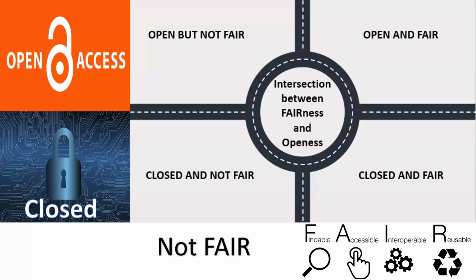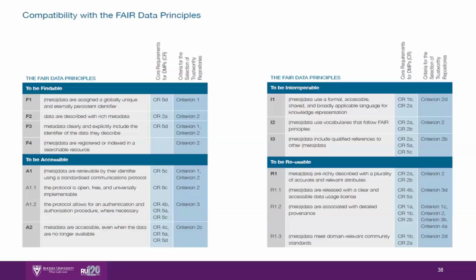After the de-identification process, then the data will be open and FAIR if they've been managed properly. And as I indicated previously, there's a connection between the core requirements of the data management plans on the one hand and the FAIR data principles on the other hand. And the intersection can actually be seen if you look at the light blue columns here.